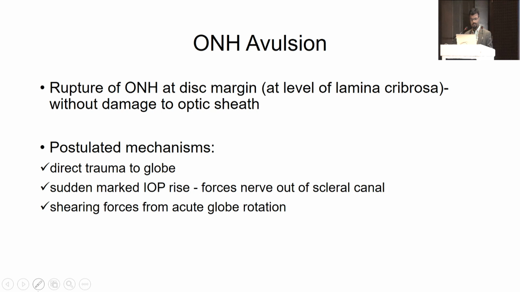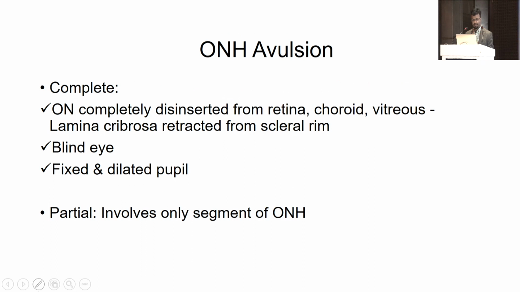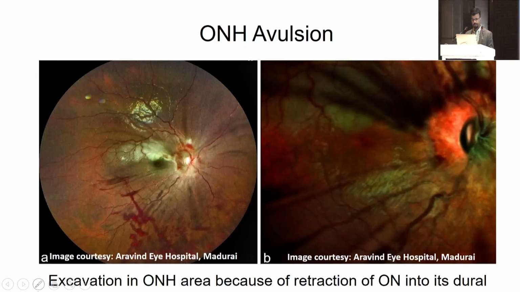Then optic nerve head avulsion: the rupture of the optic nerve head at the disc margin without damage to the optic sheath. The postulated mechanisms are direct trauma to the globe, sudden marked IOP rise, which can force the nerve out of the scleral canal, and shearing force from acute globe rotation. It can be either complete or partial. In complete avulsion, you will see a blind eye with a fixed and dilated pupil. This is a case of optic nerve head avulsion. On the left side is the early sign, and on the right side is the late presentation.